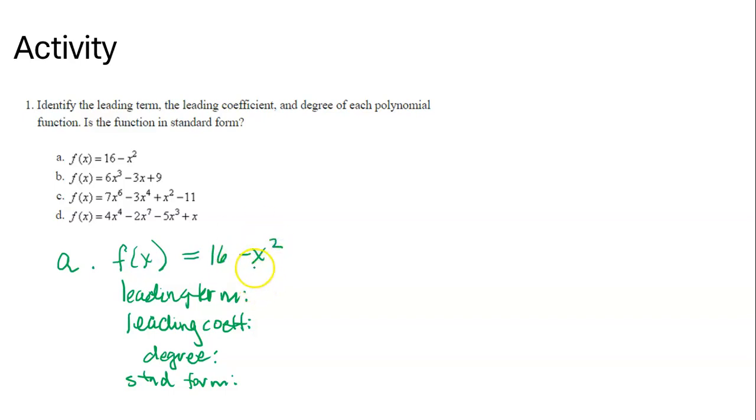So the leading term is going to be negative x squared. The leading coefficient is negative 1 because remember we have an invisible 1 in front of this. The degree is 2 and it is not in standard form because the x squared is not in front. Let's do a second one. B is 6x cubed minus 3x plus 9. My leading term is 6x cubed. Leading coefficient is 6. Degree is 3 because it's x to the third. And this is in standard form.